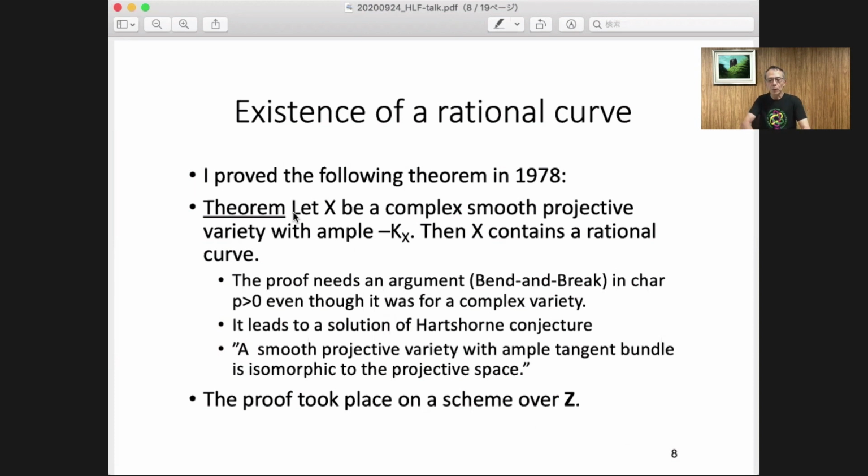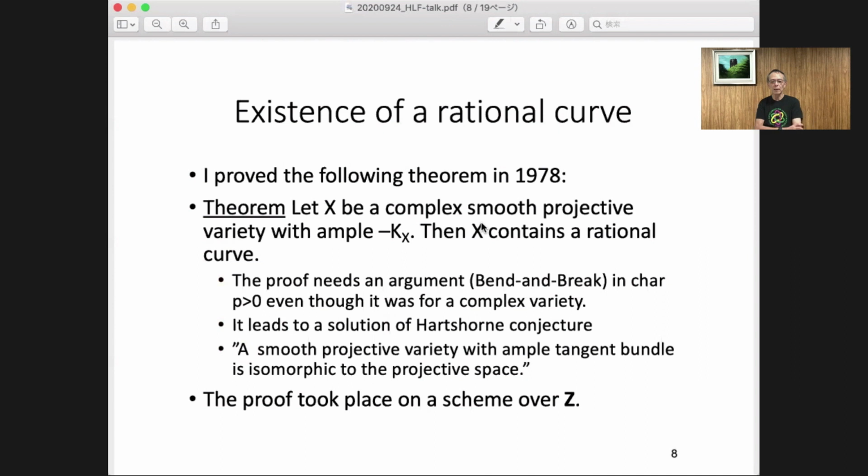So the statement is the following. Let X be a smooth complex projective variety, and the anti-canonical divisor minus K_X is ample. Then X contains a rational curve. So before the theorem, the existence theorem was very specific, like a hypersurface in such and such projective space of such and such degree contains a line, that kind of statement. But this is very abstract. And the proof is also very abstract.